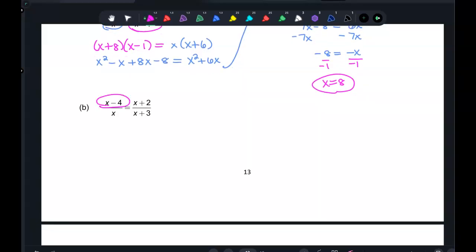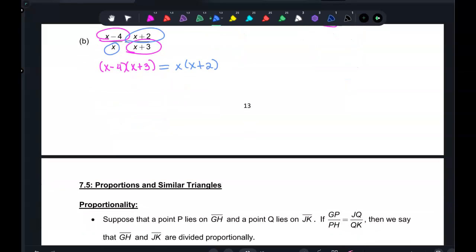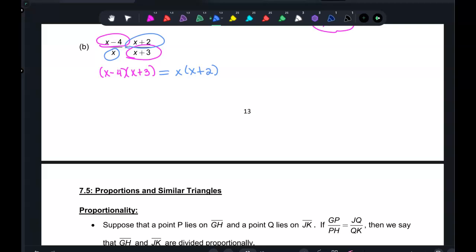Okay, let's try one more of these. x minus 4 times x plus 3, and we want to make this equal to x times x plus 2. You want to try it first? Sure. Yeah, we'll do it on our own.